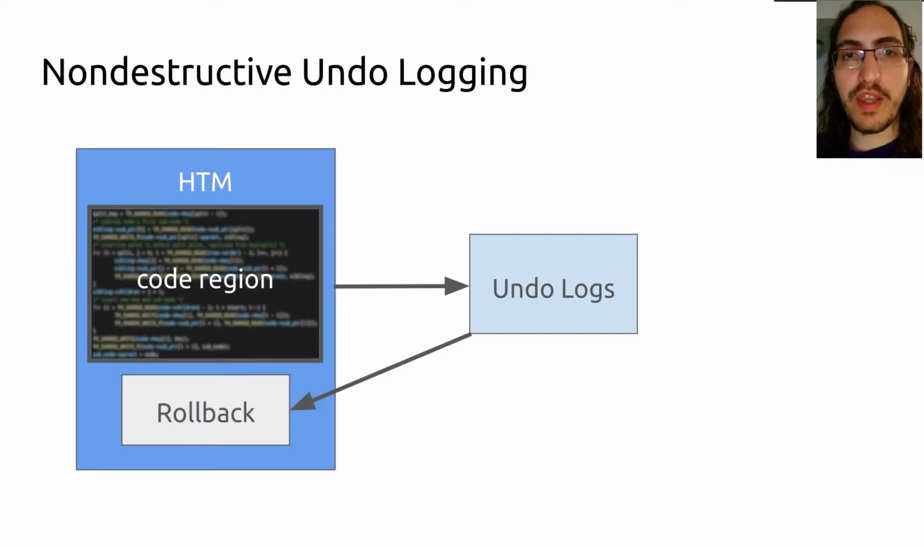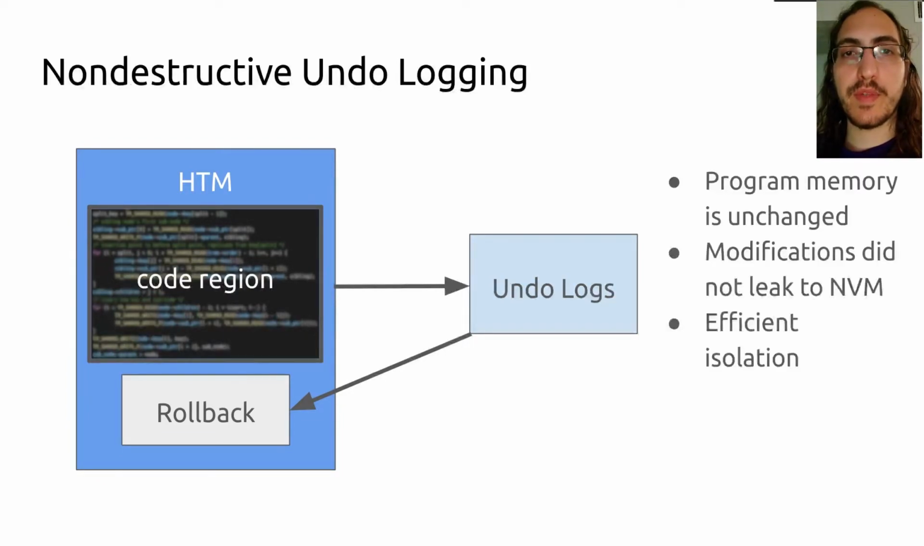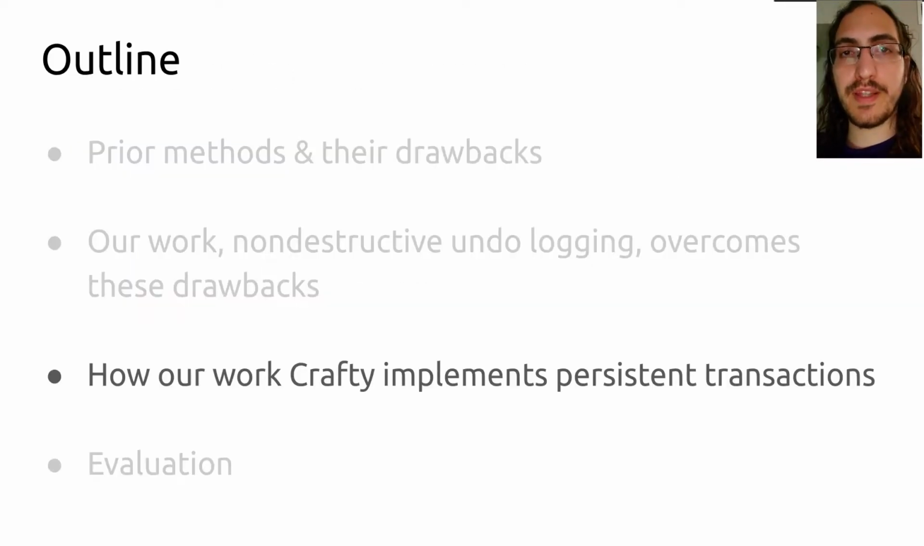However, before the end of the hardware transaction, using these undo logs, all the writes that were performed within the code region are rolled back. This way, at the end, the program memory is unchanged, and the partial modifications that were performed never reached non-volatile memory as the hardware transaction was keeping them from being written back. This also provides efficient concurrency control.